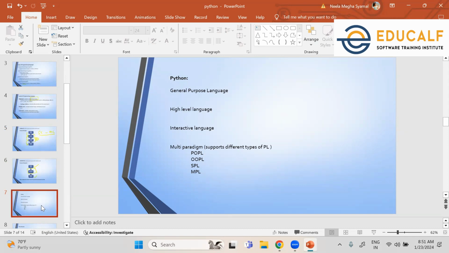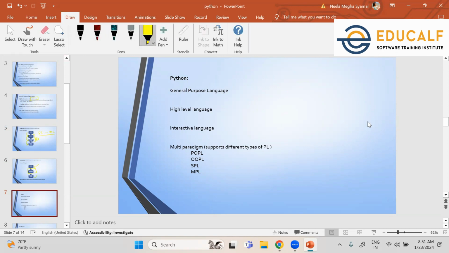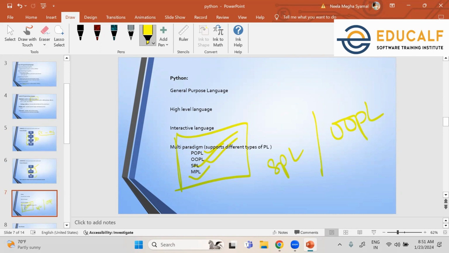And it's multi-paradigm. Multi-paradigm in the sense you have procedure-oriented programming, object-oriented programming, scripting, and modular. Generally, people say Python is scripting. It's not just scripting. It's a combination of multiple things. It's procedure-oriented, object-oriented, scripting, and modular programming. It's a combination of all four. But people usually coin it as scripting. A few people say it's an object-oriented programming language. It's not just that; all different types of programming paradigms are there in Python.